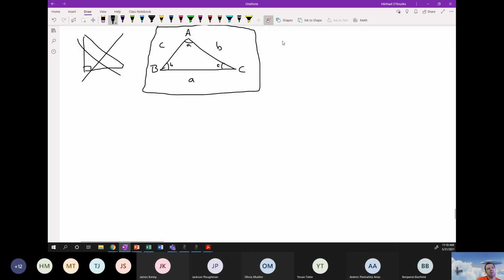So sine law comes in two ways. It could look like this: sine A over A equals sine B over B equals sine C over C. That means sine angle A over side length A, sine angle B over side length B. Try and take these out so they don't confuse you.